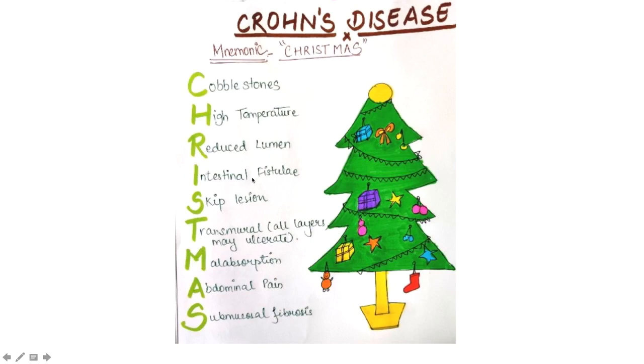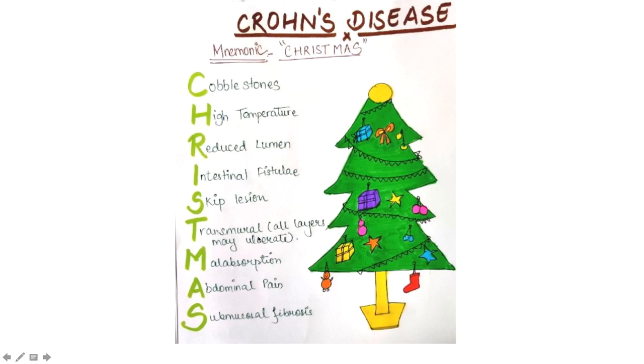I is intestinal fistulae, because you know this commonly is a feature of Crohn's disease. S is skip lesion, and this is how you differentiate ulcerative colitis from Crohn's. Crohn's can cause skip lesions anywhere from the mouth through to the anus, but in ulcerative colitis, the characteristic feature is continuous mucosal involvement affecting the colon preferentially, with backwash ileitis and so forth. So transmural affectation as well, where all layers may ulcerate, right?